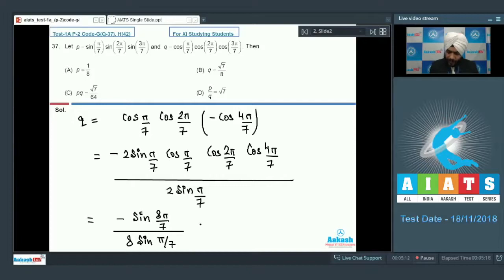Now 8 pi by 7 is pi plus pi by 7. Sine of pi plus theta is minus sine theta. Minus minus sine cancels. This is 1 by 8 simply, because sine pi by 7 upon sine pi by 7 gets cancelled. The value of Q comes out to be 1 by 8. That means option number B is wrong. Option number A is also wrong, because students, we can clearly see that P can never be equal to Q.